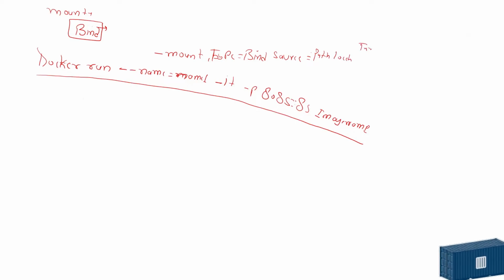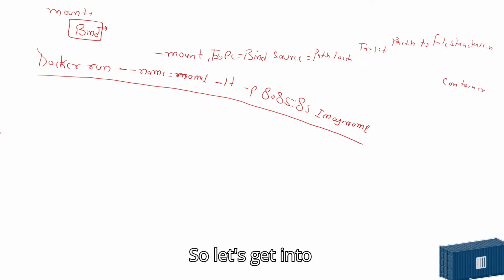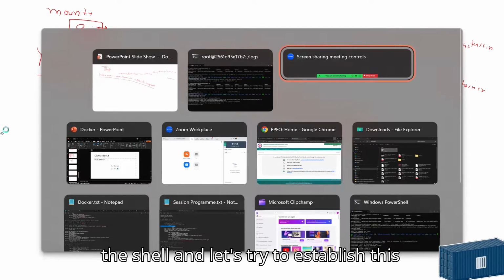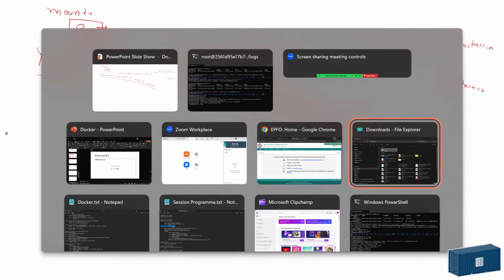and target will be the path to the file structure in the container, right? So let's get into the shell and let's try to establish this communication.